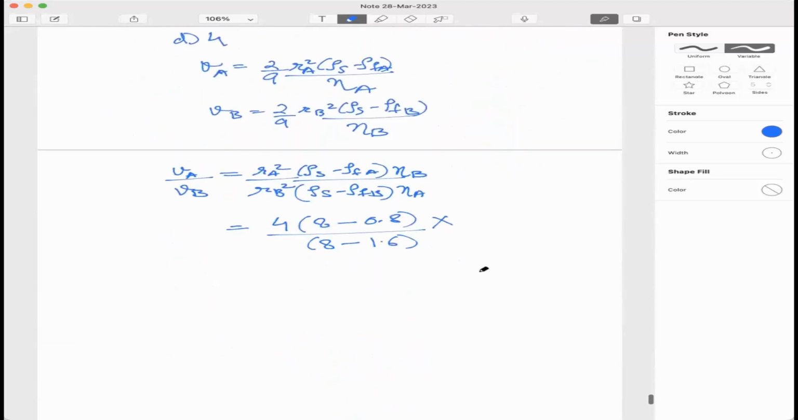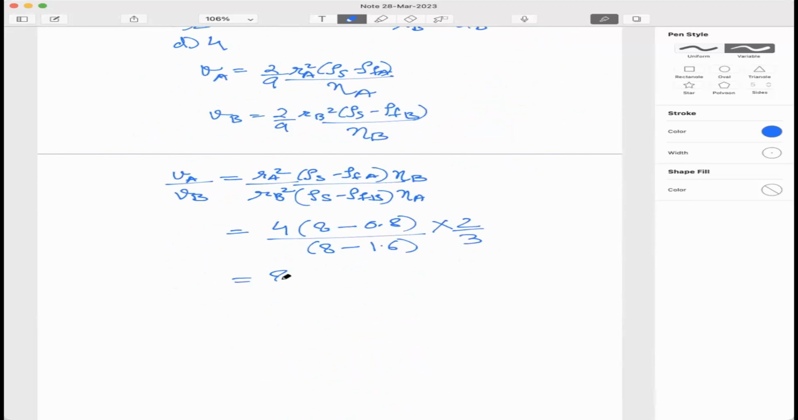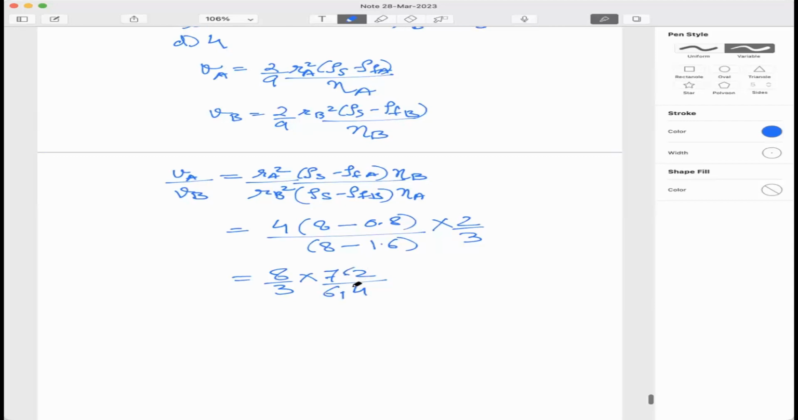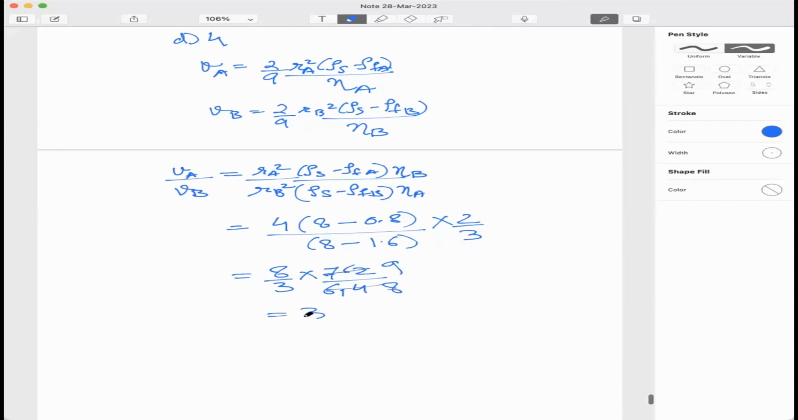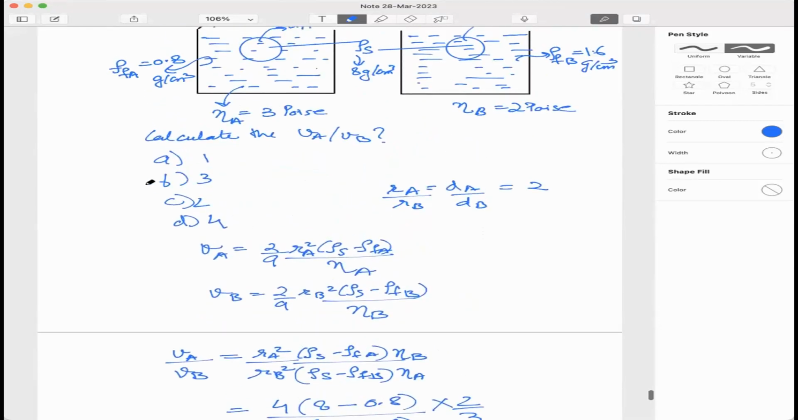Eta B by eta A is 2 divided by 3. That is 8 by 3 into 7.2 divided by 6.4. So it comes out to be 3, the correct option is this. Okay.